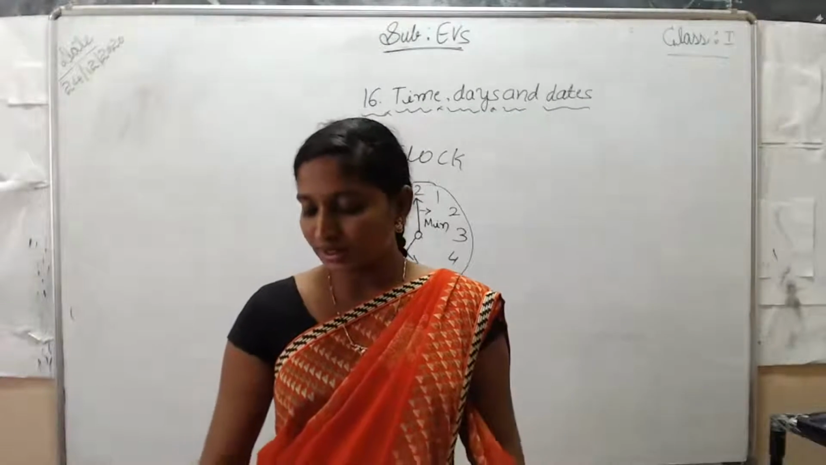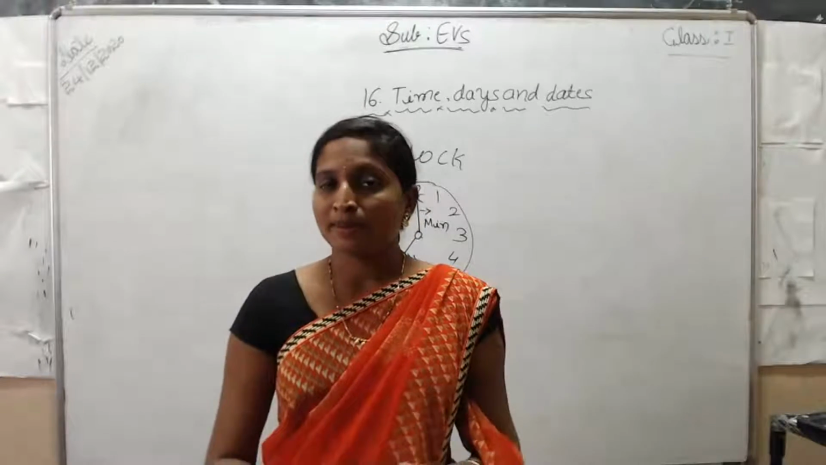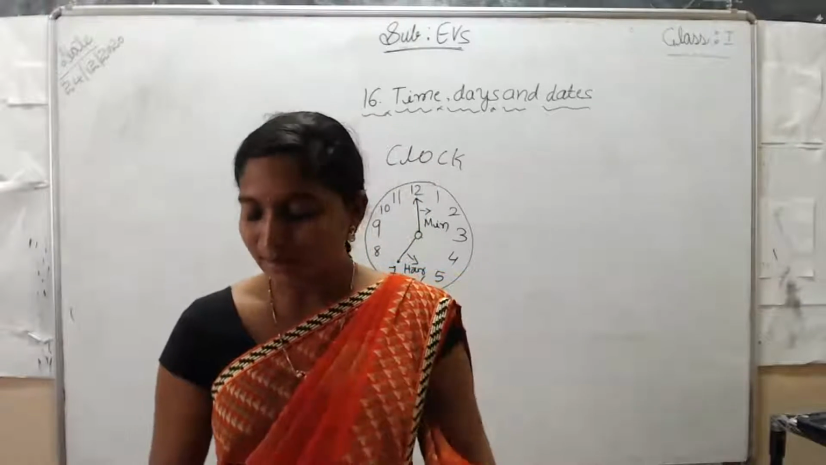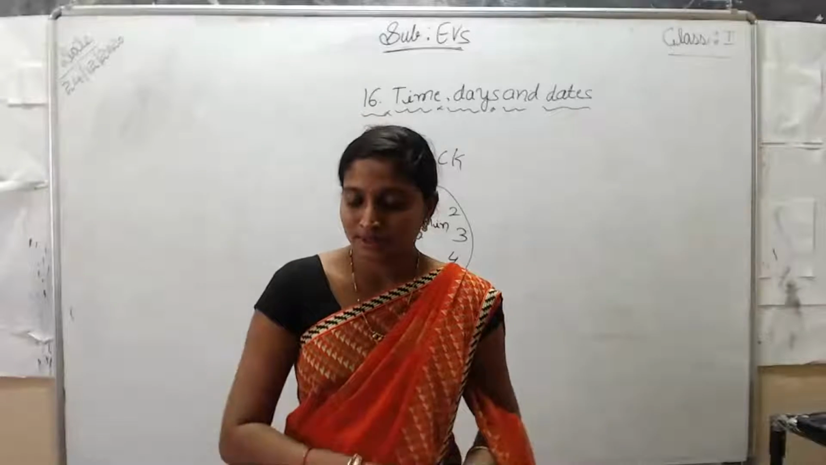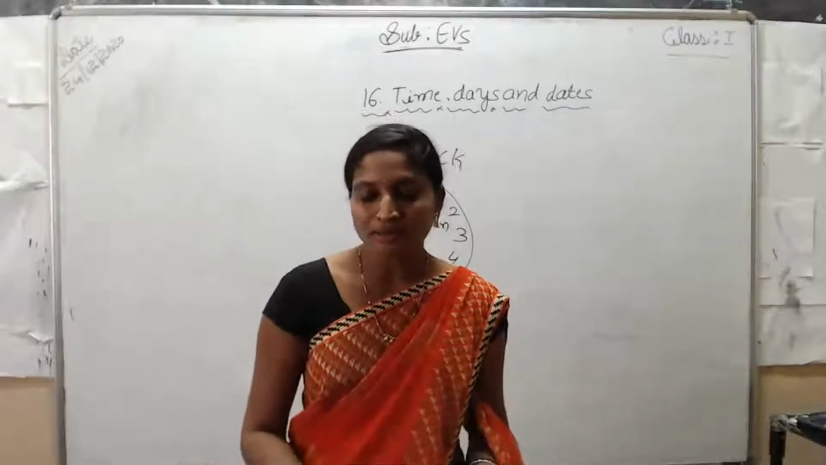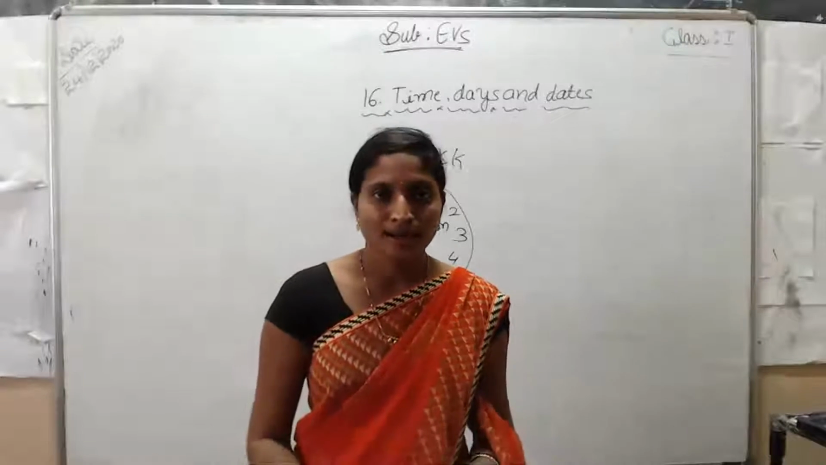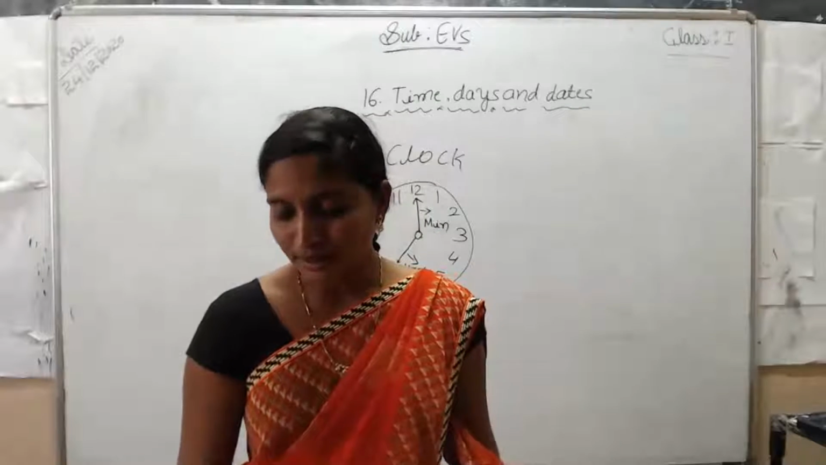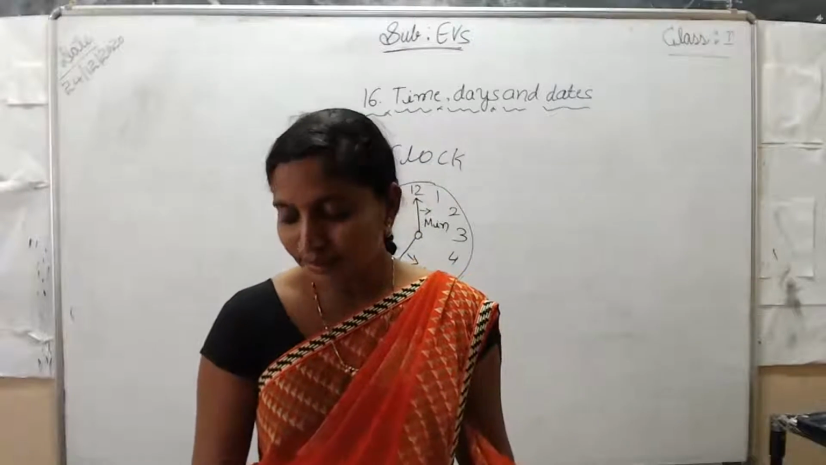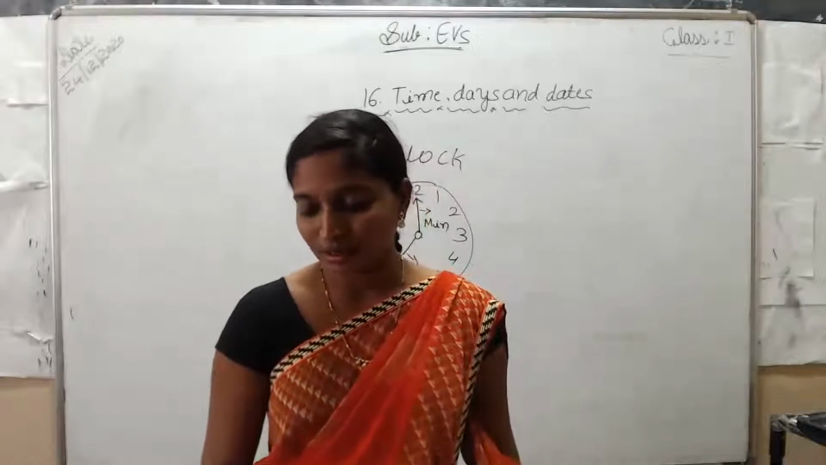Next, what we discussed in the calendar. In the calendar, how many months are there? 12 months. What are the names? See students, what are the month names? January, February, March, April, May, June, July, August, September, October, November, next December. These are the 12 months in the calendar.